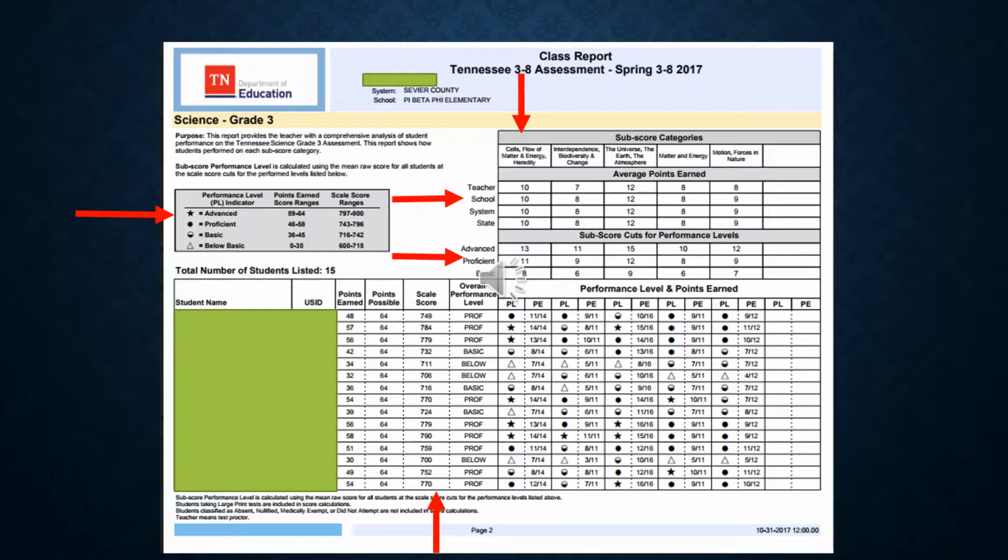This is the science class report, and the older reports are good but harder to read. Notice the sub-score categories at the very top. These columns go all the way down the page. So when you are looking at the first student's performance levels and points earned, they correlate with the column above.